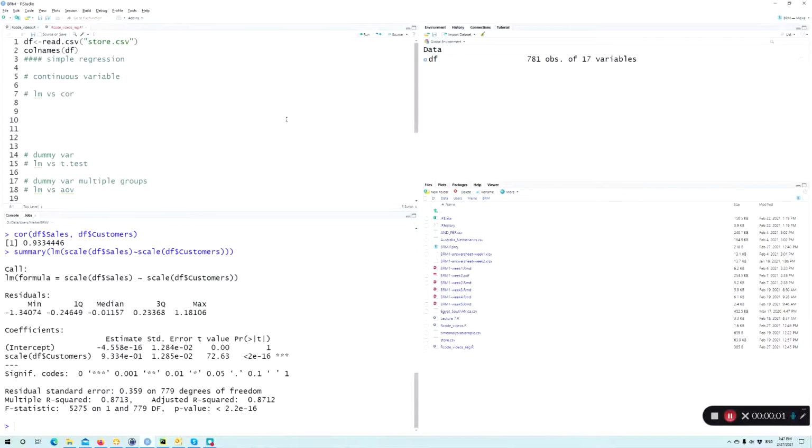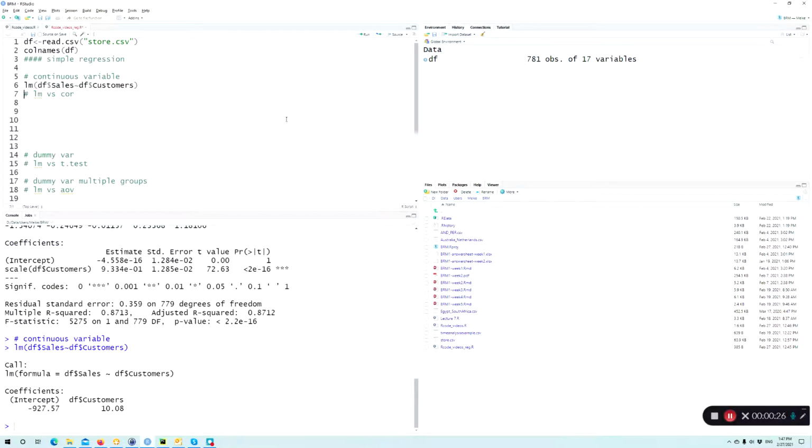So in this video I will show you how to conduct simple regression in R. For simple regression we use the lm function, which stands for linear model. And we're going to use the data frame of store.csv, which is just a data frame where they tracked the number of customers and the number of sales per day across several stores.